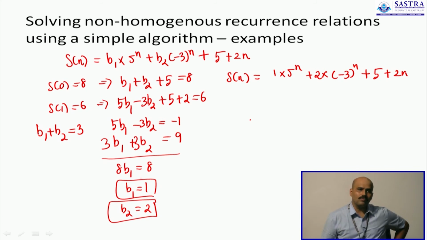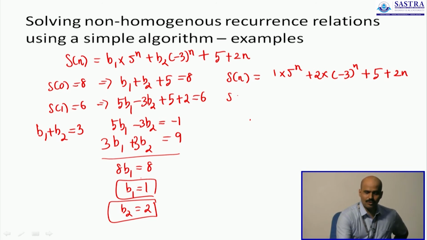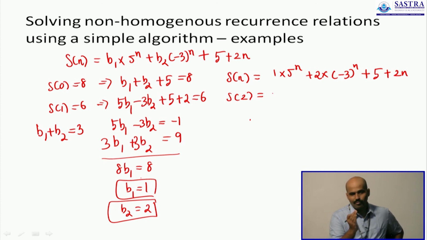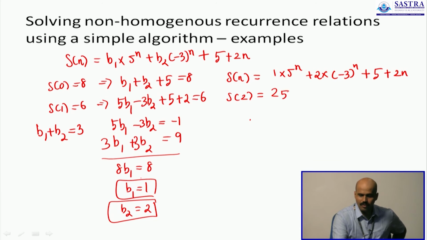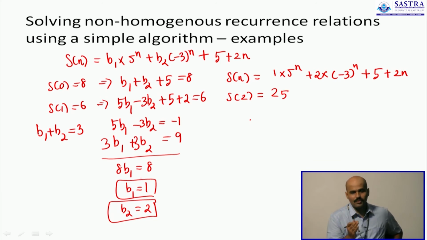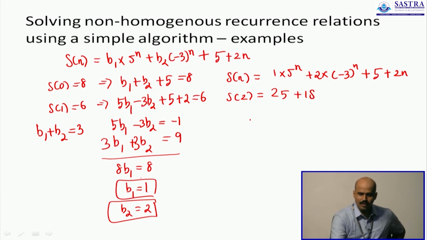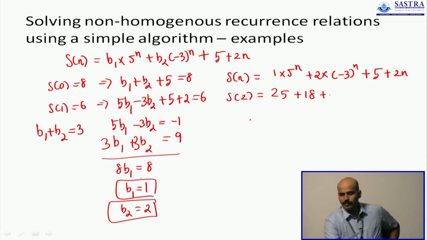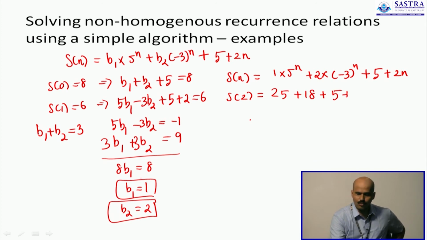Now we can, as usual, verify the given answer here by finding S of 2 by two different methods. S of 2 according to the answer can be obtained by using the value of n as 2. So that's 1 times 5 square, that's 25, plus 2 times negative 3 whole square, that's 18, plus 5 plus 4, 2 times 2 is 4. So that's 25 plus 18, which is 43, and 9, which is 52.